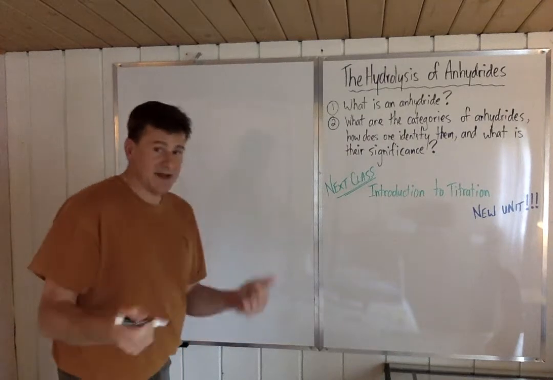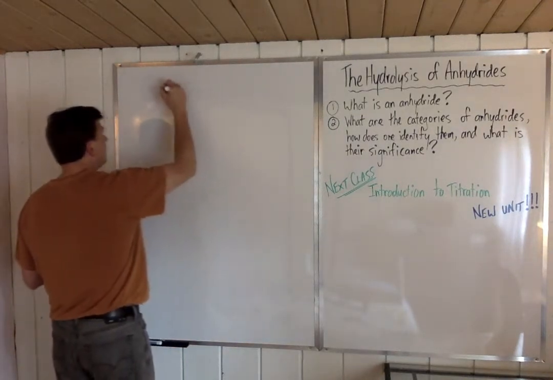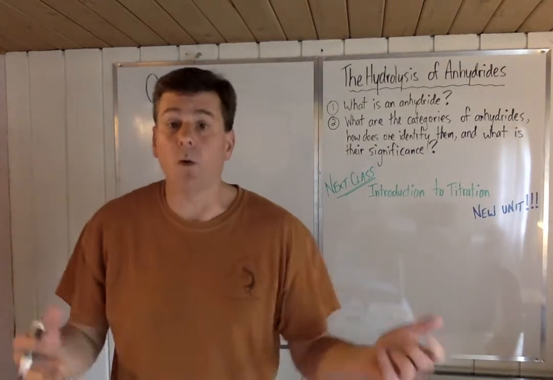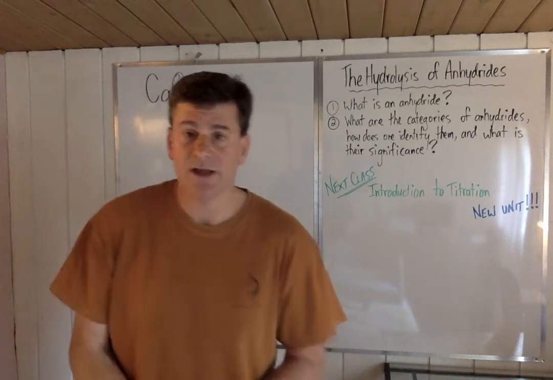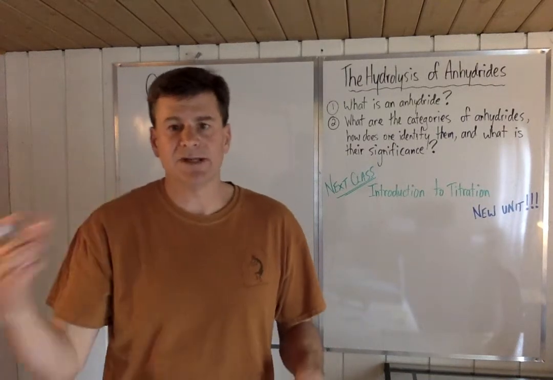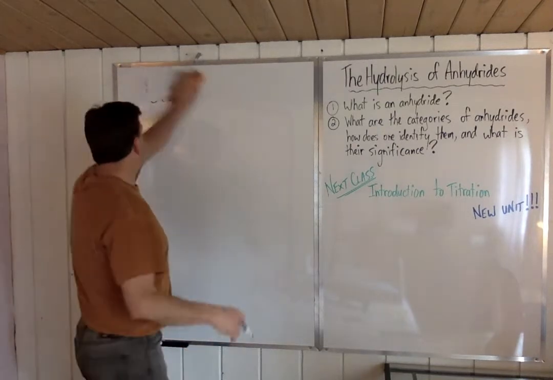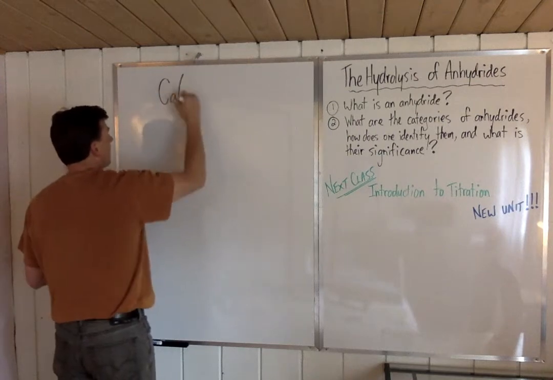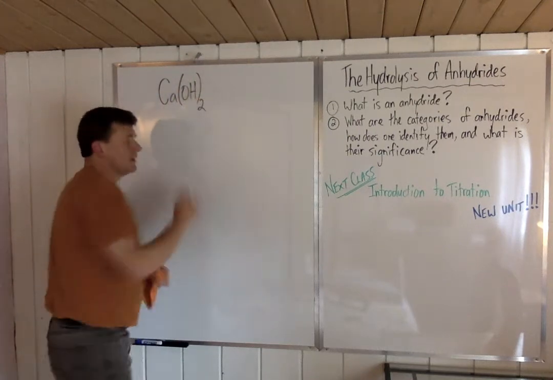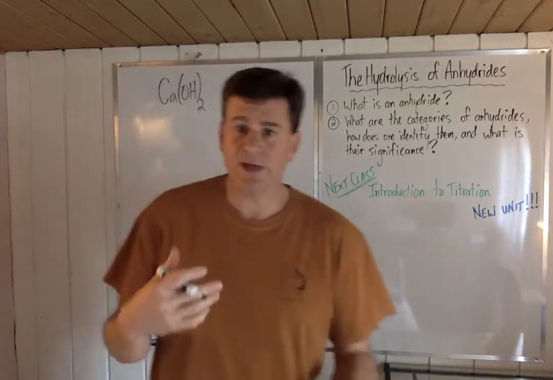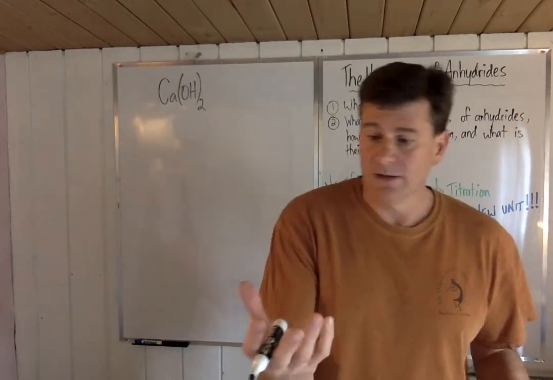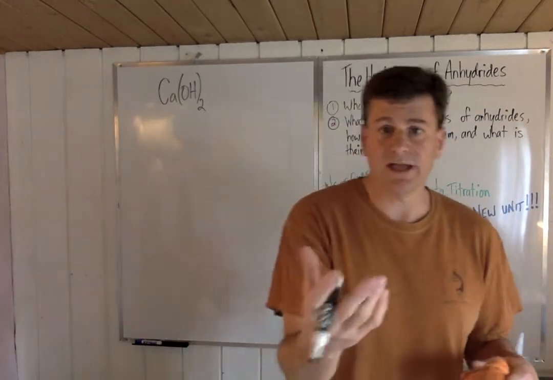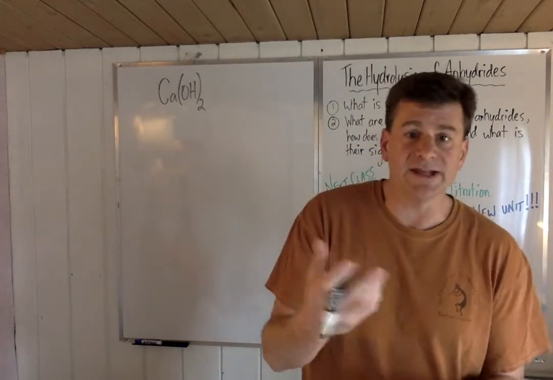So an example of an anhydride would be calcium oxide. I'm just going to write it down here. Calcium hydroxide. That is an anhydride. Now, why is that an anhydride? So keep in your mind that calcium oxide is the anhydride. Well, if you were to take calcium hydroxide and you heat calcium hydroxide, like put a little of it in a porcelain or a clay heating dish, and then you heated it gently with a Bunsen burner.